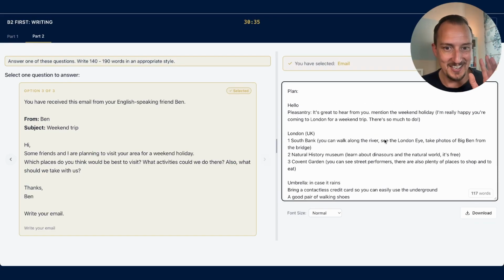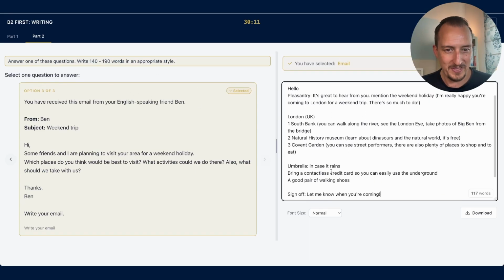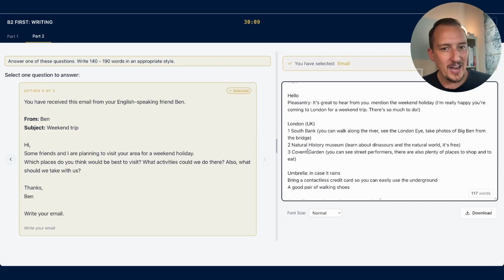So great. Okay, we have our plan. We know what we're going to talk about. We know that we've covered everything here. And we've got our structure. So that really helps with the organization, and that really helps with the task achievement. What we've included in our email matches what we've been asked to write about. So again, we have 140 to 190 words. I think we should be able to do that with this plan here. 3 ideas.